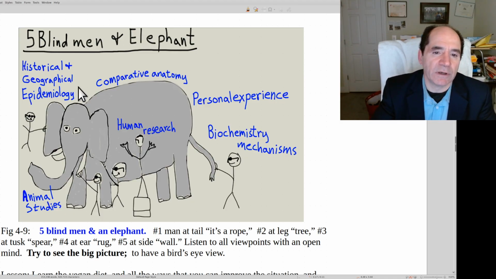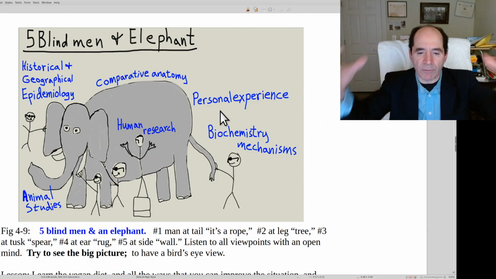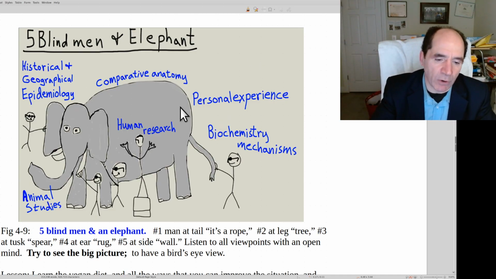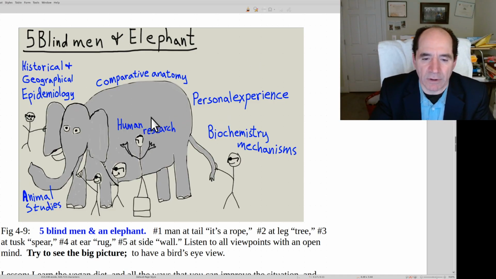Okay, so the point is, if you want to be really good at a subject, you've got to study it from all different points of view. And then you have a bird's eye view, so to speak, looking down. You can see the whole big picture. This is a great metaphor. I think it comes from India, the five or six blind men and the elephant. It's really useful.